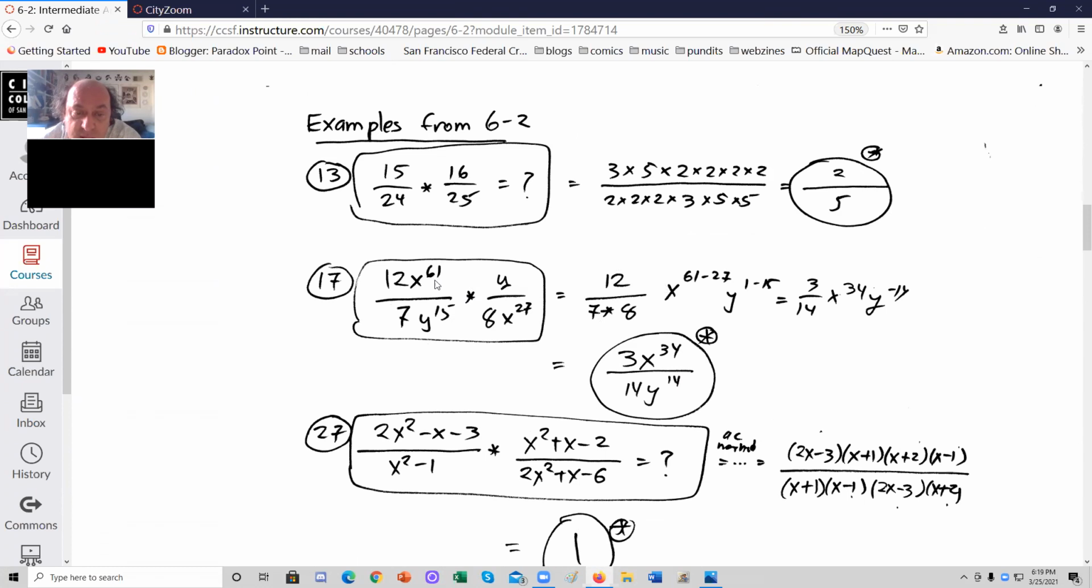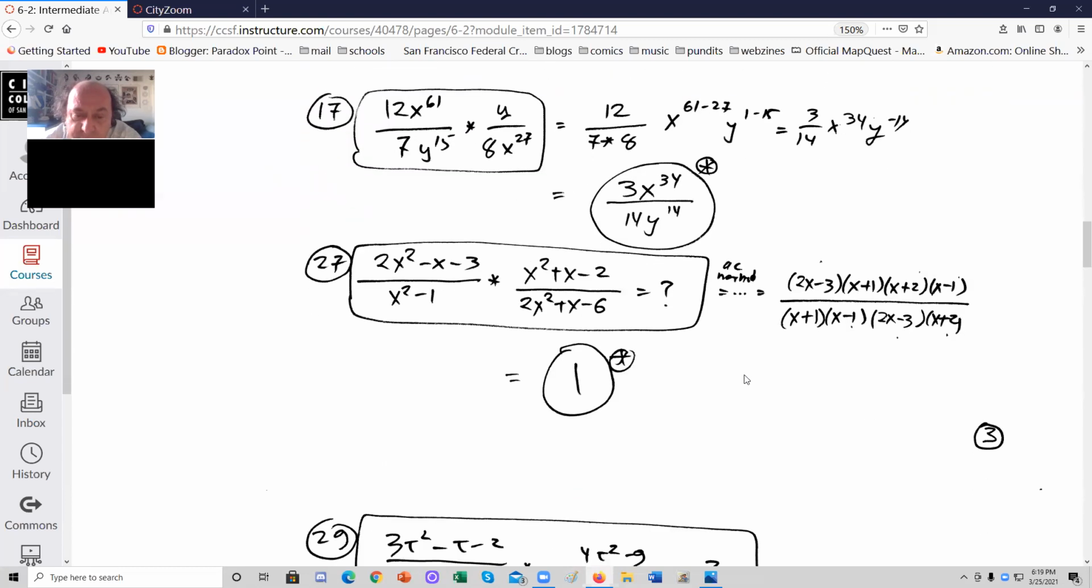12 over 7 times 8. So x to the 61 over x to the 27 is x to the 61 minus 27. y to the first over y to the 15 is y to the 1 minus 15. This reduces to 3/4. This is x to the 34th. Here we'll have a negative power, so y to the negative 14. And okay, negative 14 power goes into the denominator, x to the 34th in the numerator, 3x to the 34 over 11 over 14, y to the 14th.